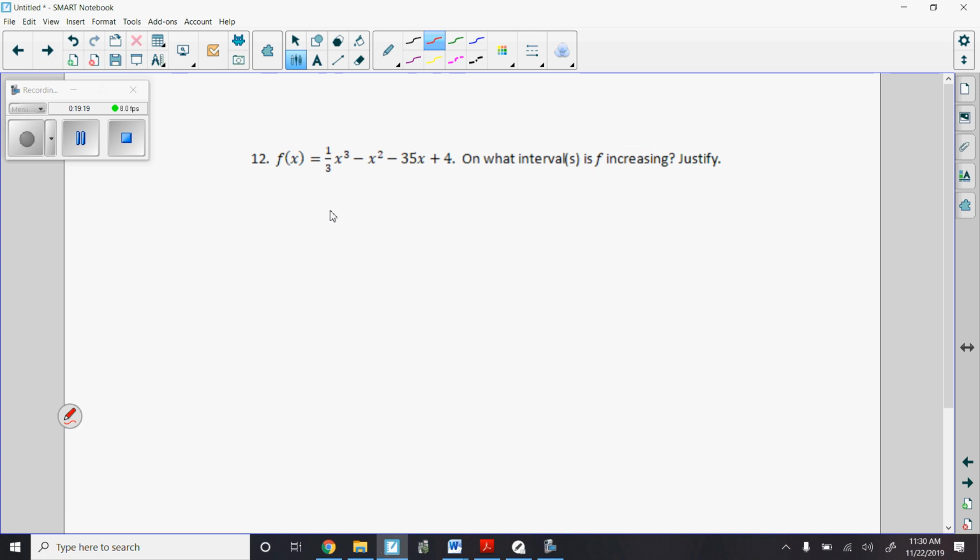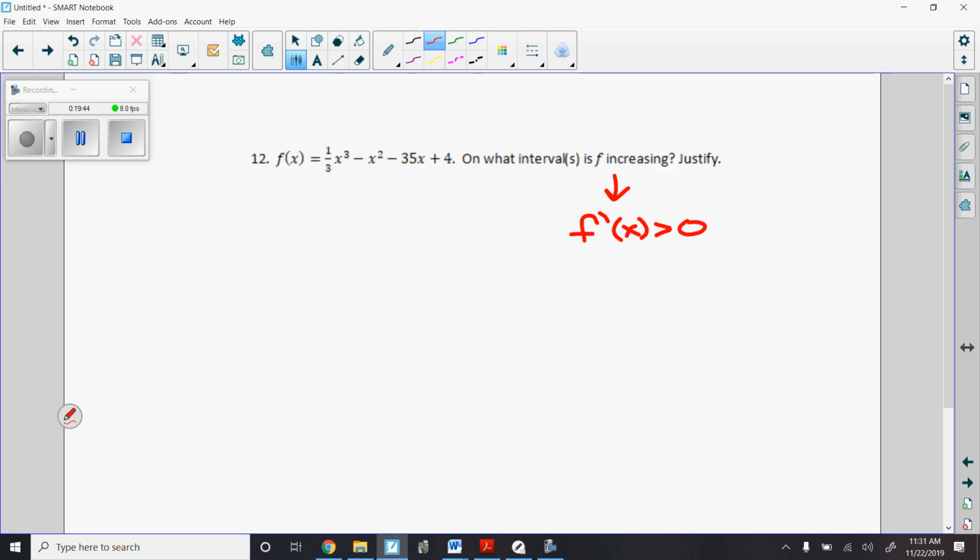Here we have a function, a third x cubed minus x squared minus 35x plus 4. On what intervals is f increasing? Again, here is the definition that you need to know. Right? That starts the whole thing. F is increasing when f prime is positive. That's the definition we need to know.